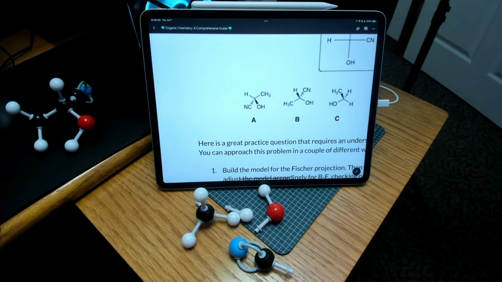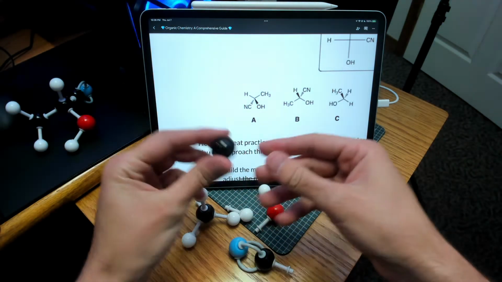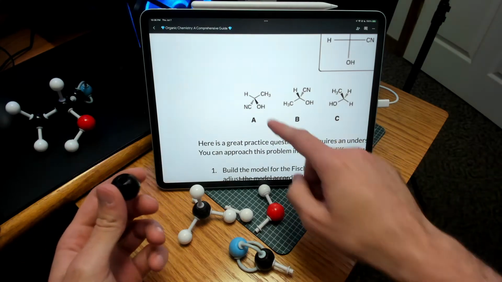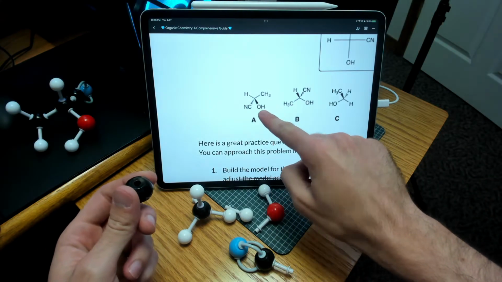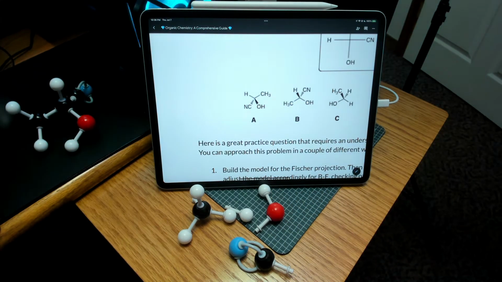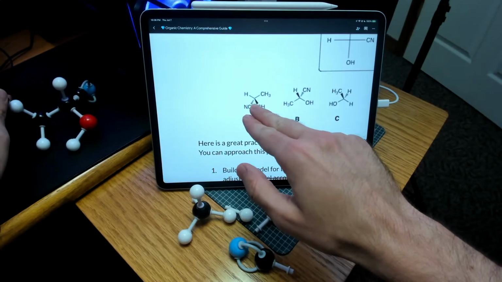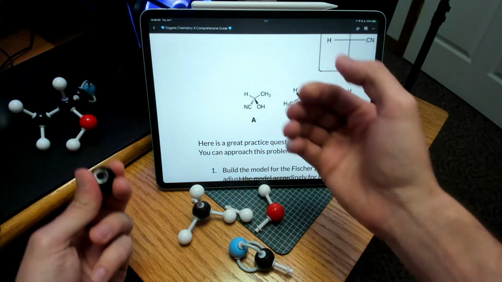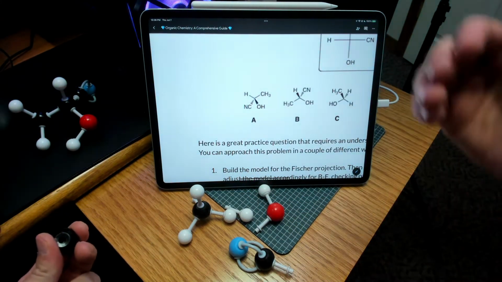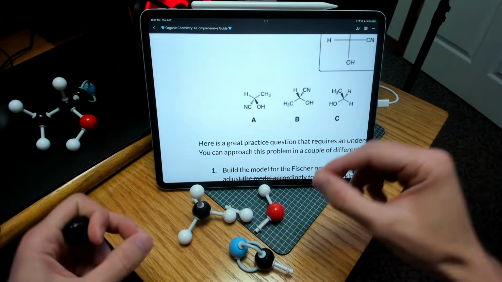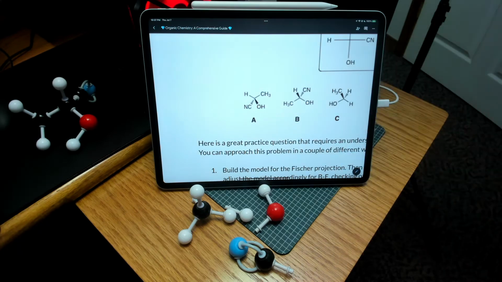Well, it's actually fairly easy. We're going to take a carbon, and we can do a couple of different things. We know that hydrogen and the methyl group are in plane, and we know that the cyanide and the hydroxyl group are wedged, and the hydroxyl should be coming towards us and the cyanide should be coming away from us. The easiest thing to do here is start with our in-plane substituents.